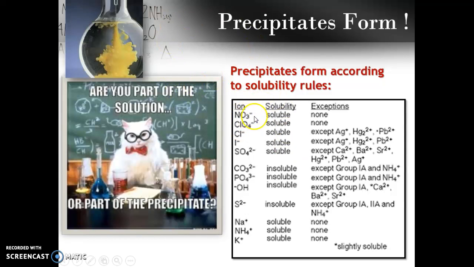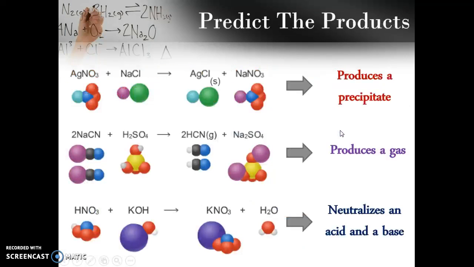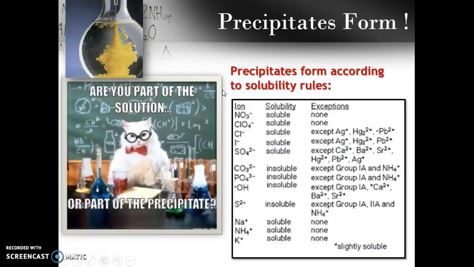So like all of the nitrates, anything that has NO3 in it is soluble, so you'll see a little AQ after it. Same thing with the ClO4 minuses and the Cl minuses, except if it has silver, mercury, or lead with it. So if we go back to this reaction right here, this Ag with Cl is insoluble, so it would be a solid, and this would produce a precipitate. The precipitate is the solid. Try not to get too confused with that. I know it seems like a lot. Whenever we start practicing this, it'll make a lot more sense to you guys.